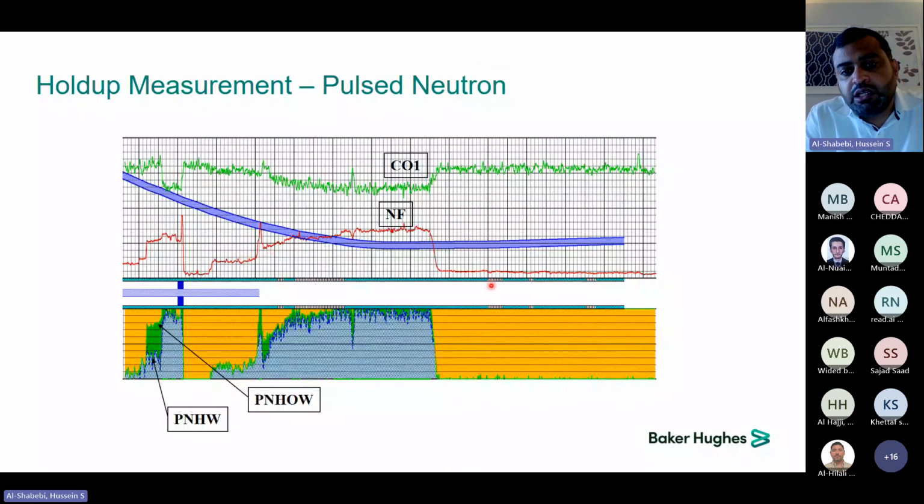And this is a PNHI example. We are utilizing two measurements from the pulse neutron, the CO, and also the inelastic ratio between the near and far detector. If the carbon oxygen ratio is reading high, it means we are in hydrocarbon. If it is reading low, we are in water. Then to differentiate this hydrocarbon between oil and gas, we are looking at the near far inelastic measurements. If it is reading low, it is gas. And if it is reading high, it is oil.